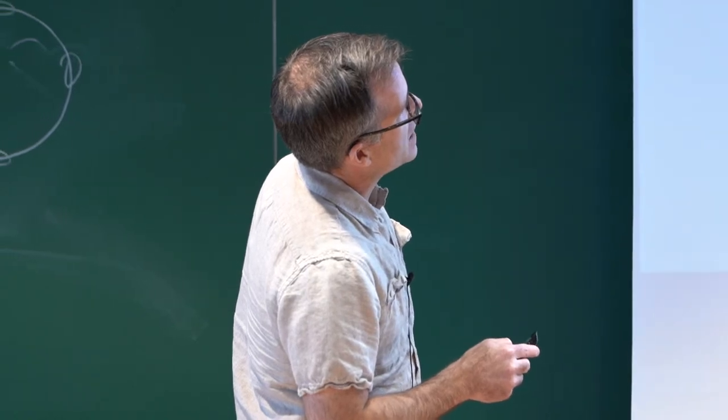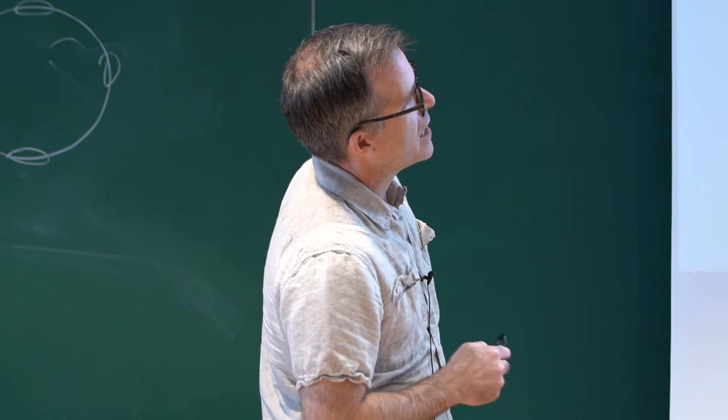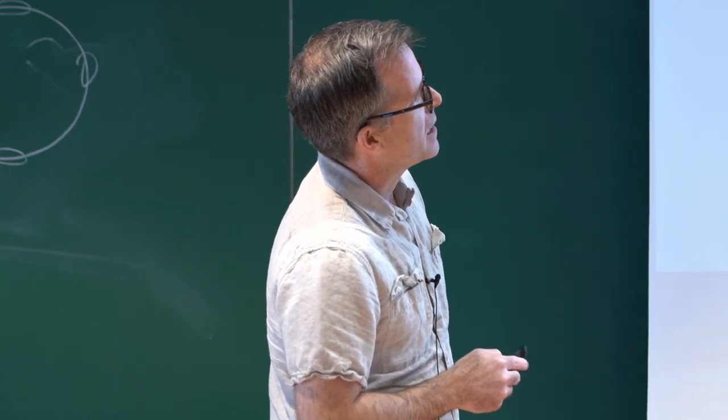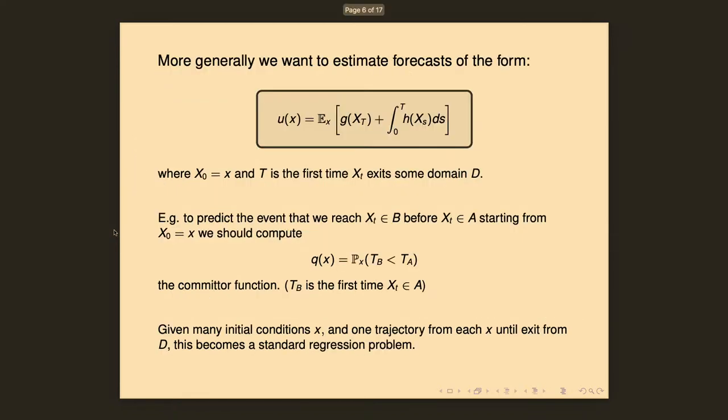We want to do that because we're hoping that these functions give us some insight into how the process does transition from A to B. So for example, maybe pointing out precursors and helping us understand the physical mechanism. Okay, so that's the goal: to compute these forecast functions.